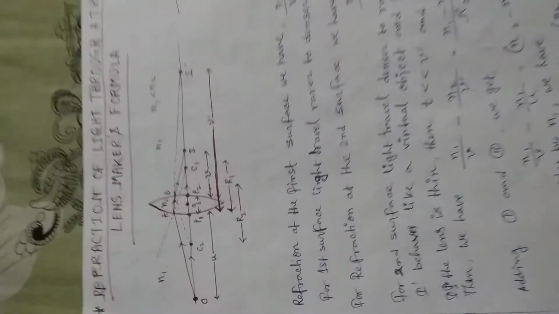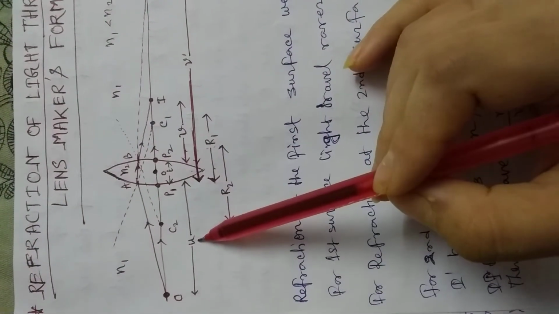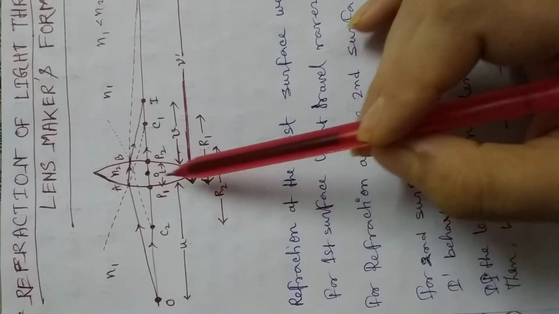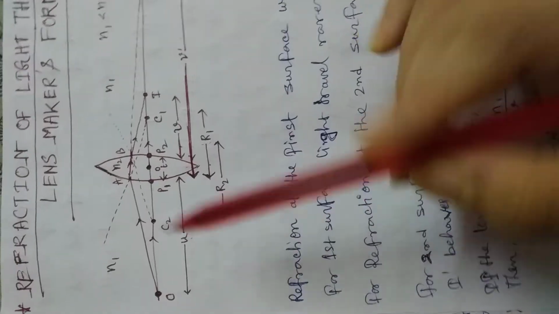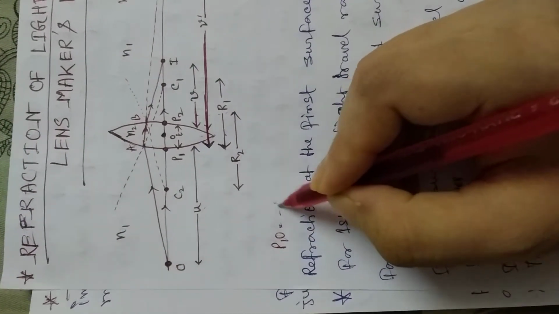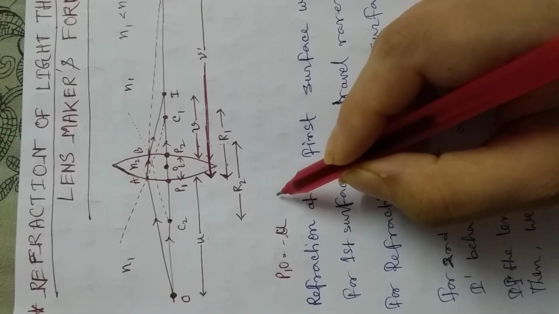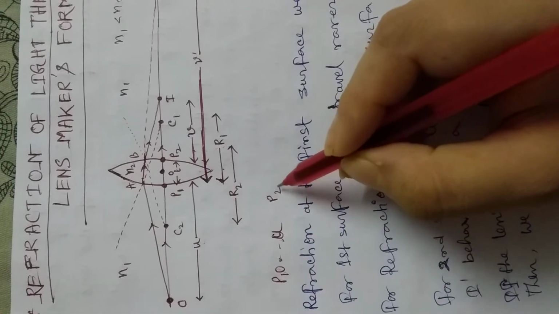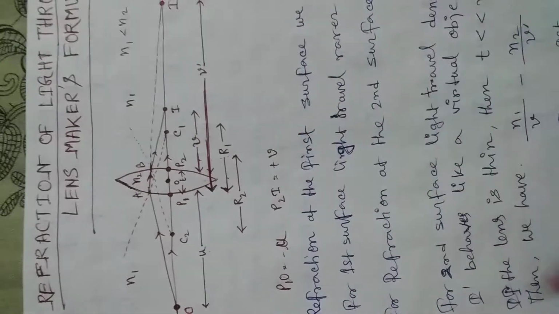Okay, so just look here, refraction. This is the object distance, which is U. Just look here, this is from P1O. P1O is the object distance. I am writing here P1O equals minus U, because it is along this side. Then P2I equals plus V.